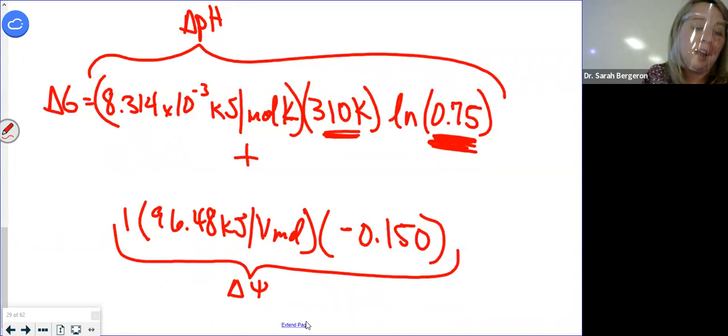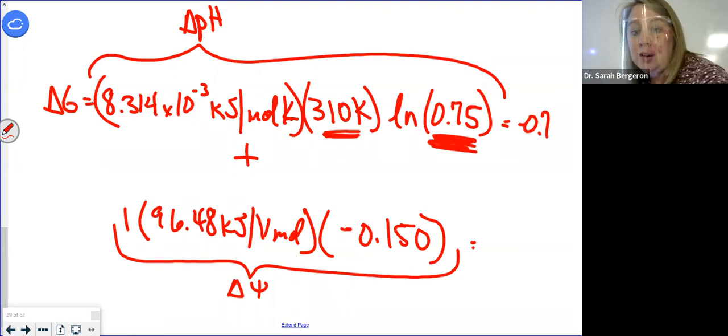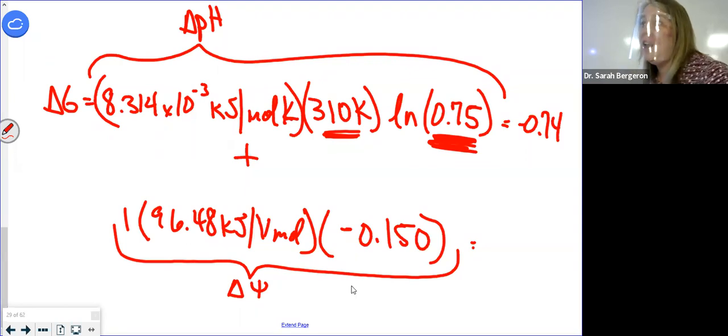So calculate and tell me, what are these two sides of the equation equal to? Because what I want to know is what's actually driving ATP production. Is it my change in pH or is it my difference in membrane potential? This mathematically will tell me that. So what do you get for the first half? What do you get? 0.74. Wow, that's not a whole lot, right?